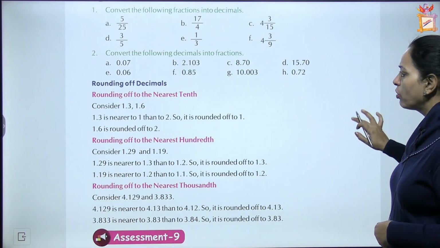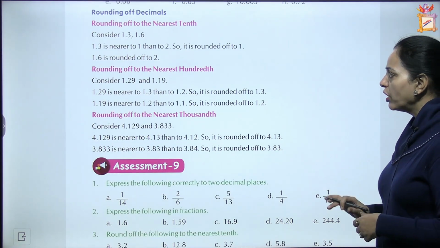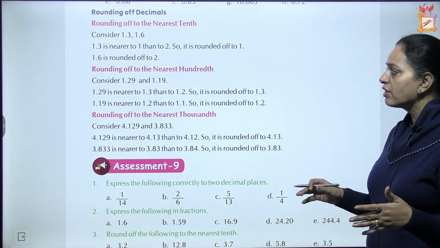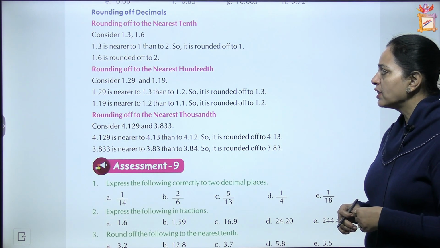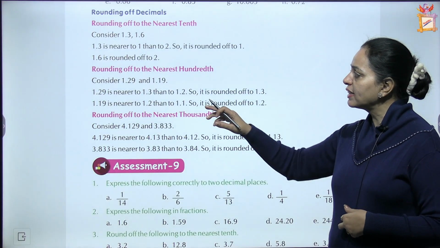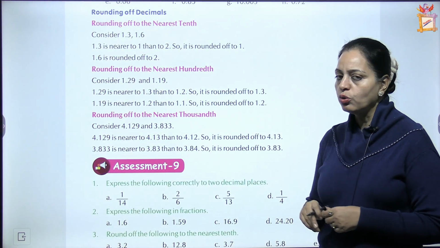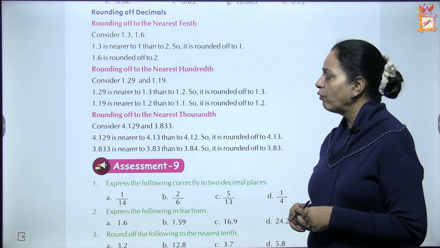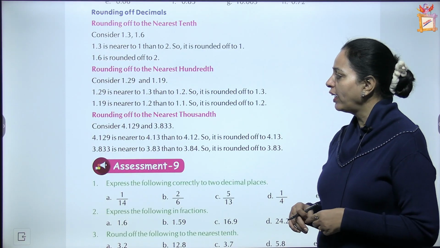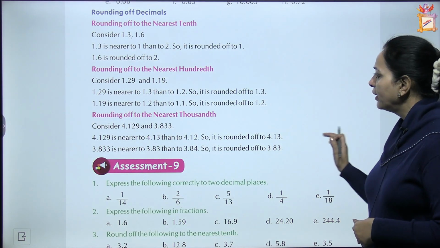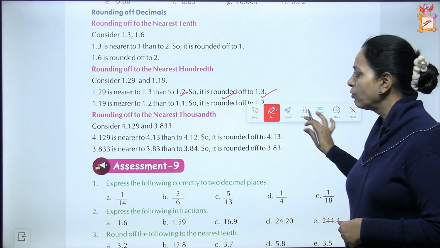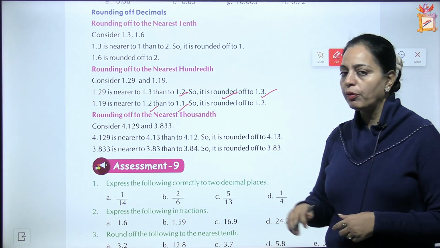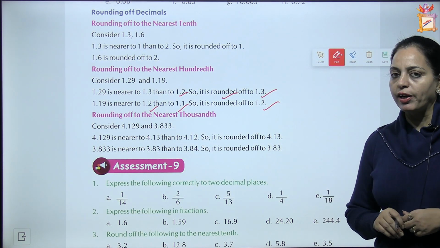Now next we are talking about rounding of decimals. Rounding off to the nearest tenth. Consider 1.3 and 1.6. 1.3 is nearer to 1 than to 2, so it is rounded off to 1. And 1.6 is nearer to 2, so this is rounded off to 2. Now rounding off to the nearest hundredth, like consider 1.29 and 1.19. 1.29 is nearer to 1.3 than to 1.2, so it is rounded off to 1.3. And 1.19 is nearer to 1.2 than to 1.1, so its value is 1.2.